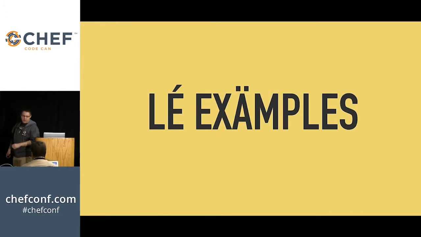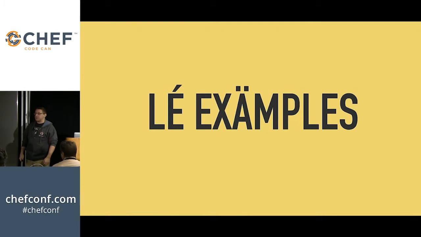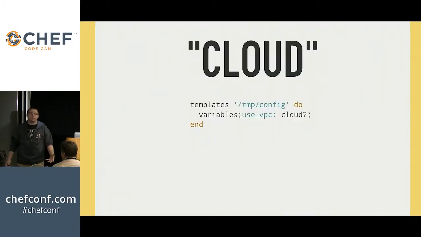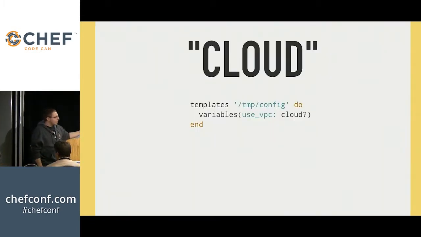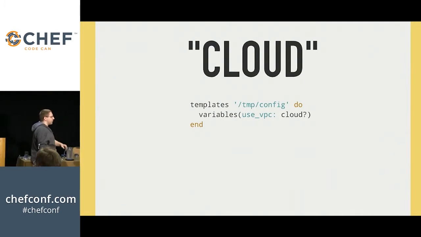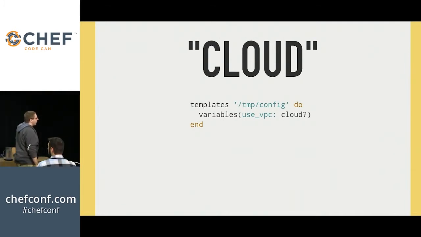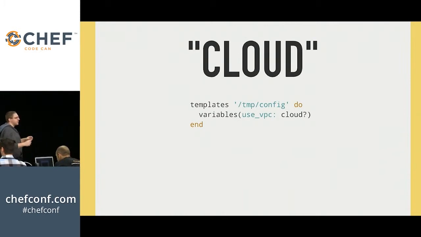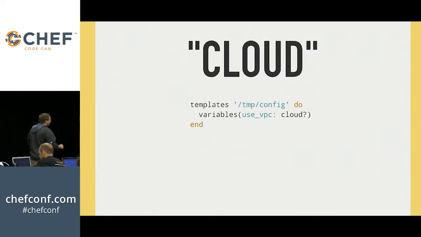So let's look at some of these awesome APIs. The first one is cloud. And there's actually a whole bunch of matchers, and I've air quoted the word cloud. Virtual cloud, public cloud, private cloud, I don't really care what it is. There's a cloud attribute, and it returns true if you are running on something that looks like a cloud. What does that mean? Go look at the code.